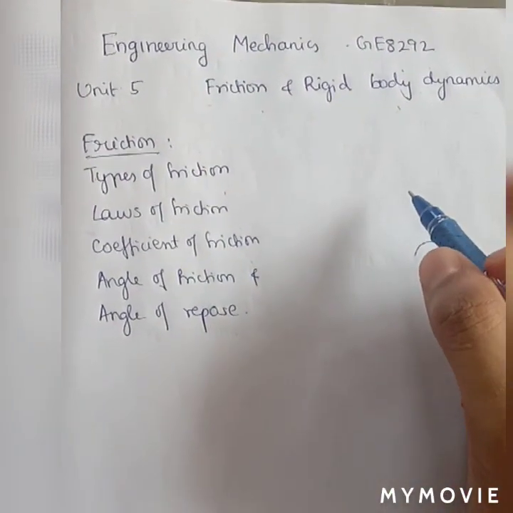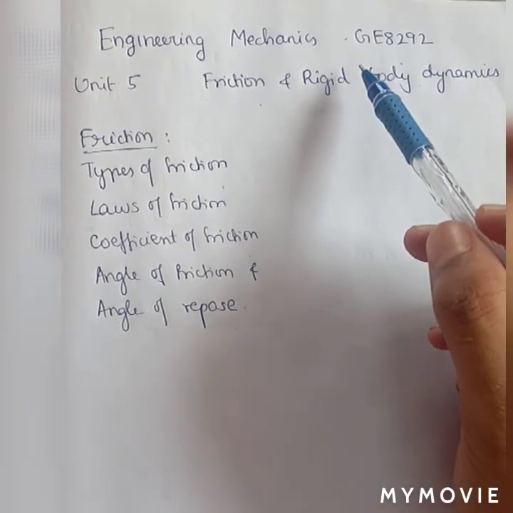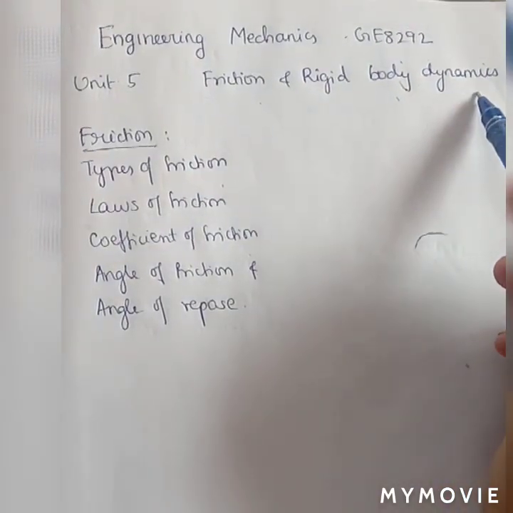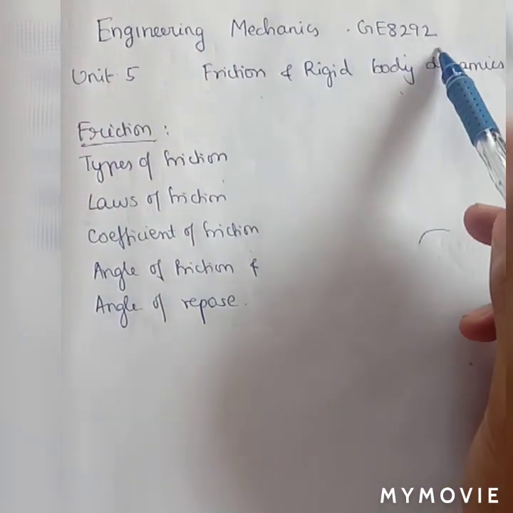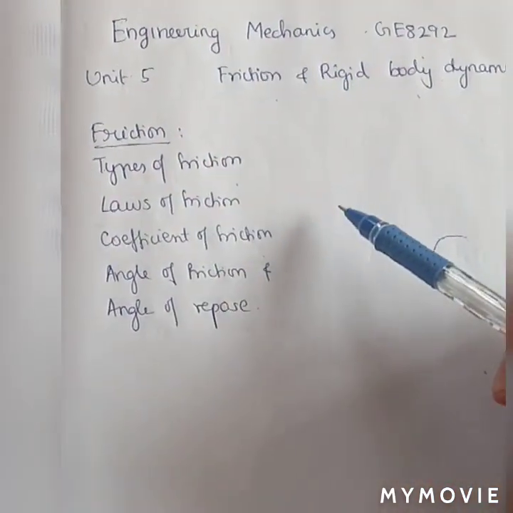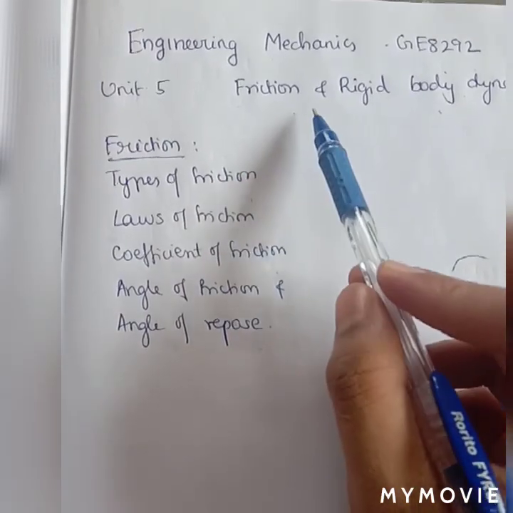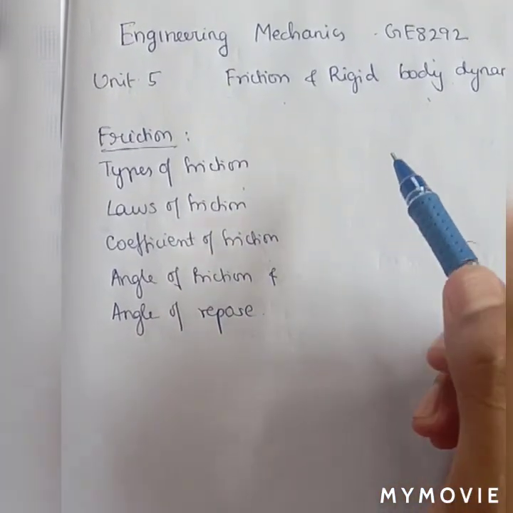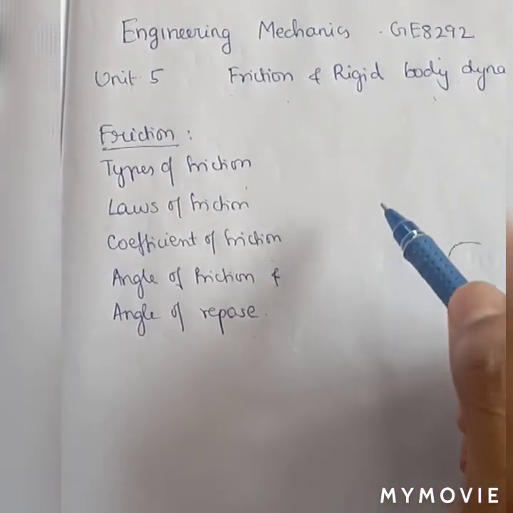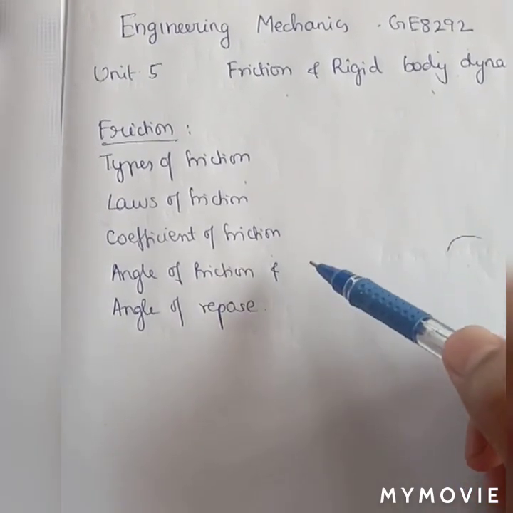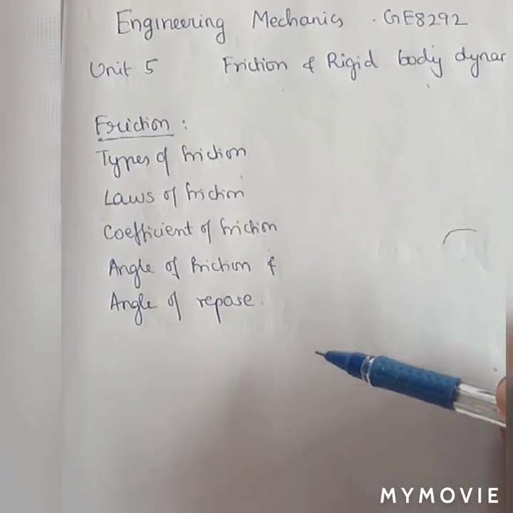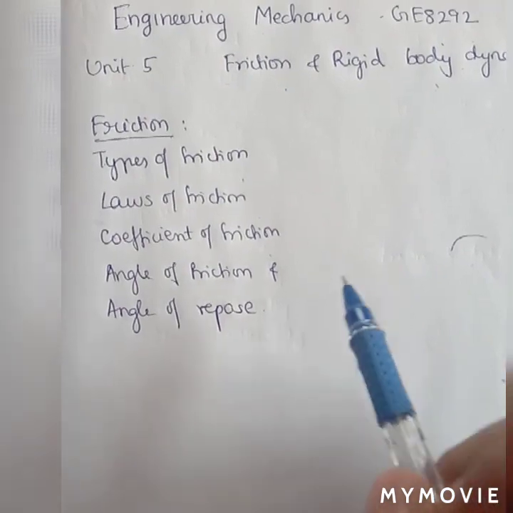So today's lecture content will be about the fifth unit, that is friction and rigid body dynamics, of the subject GE 8292, which is engineering mechanics as per Manchester syllabus. Today we are going to deal with the topic called friction. What friction means and its types? What are the laws of friction? Coefficient of friction, angle of friction and angle of repose.